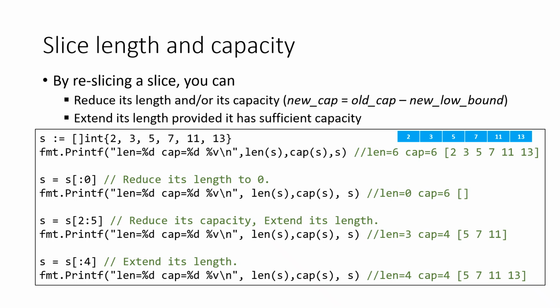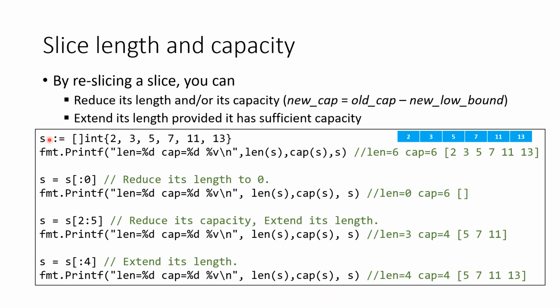In general, by reslicing a slice, you can reduce its length and/or its capacity, and you can also extend its length provided it has sufficient capacity, but you cannot extend its capacity. The new capacity always equals the old capacity minus the new low bound. So if the new low bound is positive, the slice capacity will be reduced, otherwise it's unchanged.